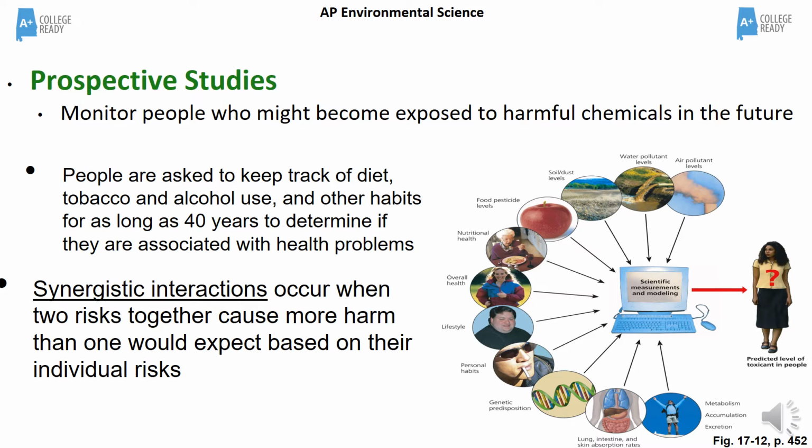Synergistic interactions occur when two risks together cause more harm than one would based on their individual risks. An example would be the impact of asbestos while smoking.